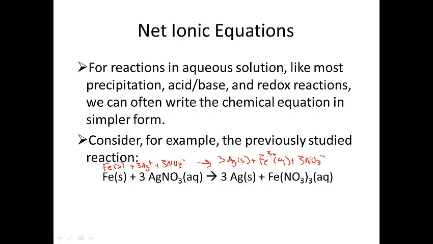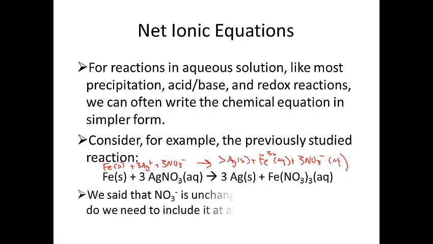All right. Sorry, I missed a couple AQs. But look, I can write this more simply. NO3, as it states right below, that I actually caught this time, is unchanged in the reaction. So why do we need to include it at all? NO3 starts out as an ion in solution, and it ends up as an ion in solution. Nothing changed with nitrate. So if nothing changed, why do we care?